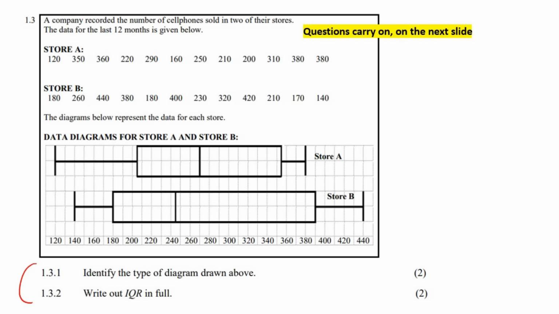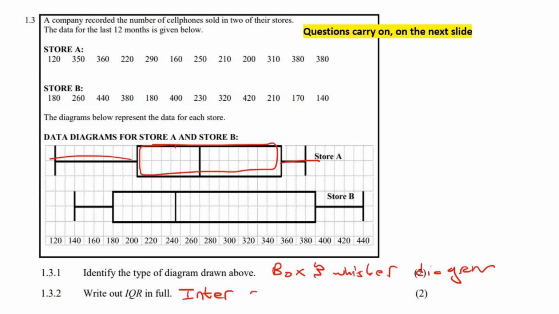Okay. Now, it says here for the first question, identify the type of diagram. Well, remember, this is called a box, and then these are the whiskers. So we call this a box and whisker diagram. The next question, write out IQR. IQR stands for interquartile range.